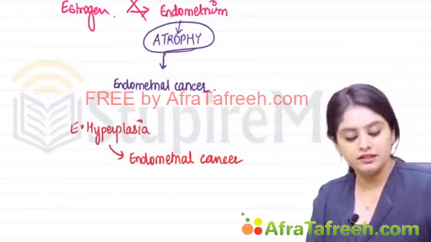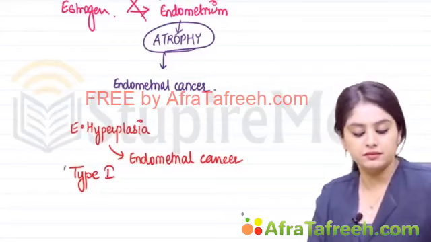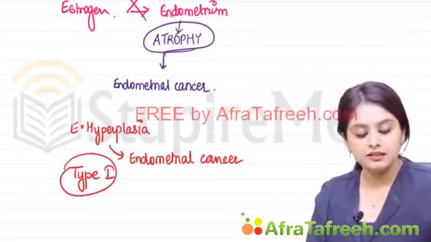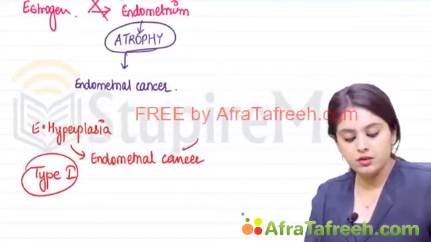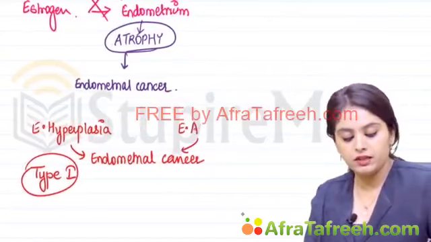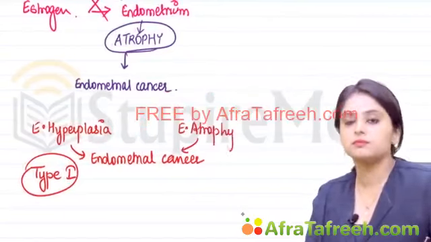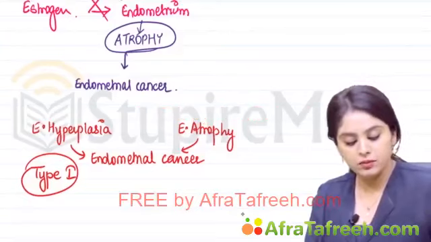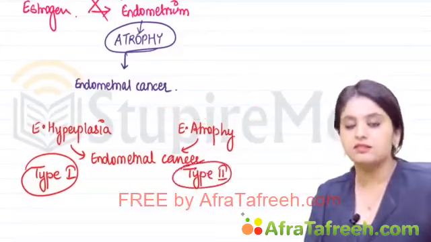Such an endometrial cancer is known as a type 1 endometrial cancer. In the other scenario, endometrial cancer can occur following endometrial atrophy. This is known as type 2 endometrial cancer.